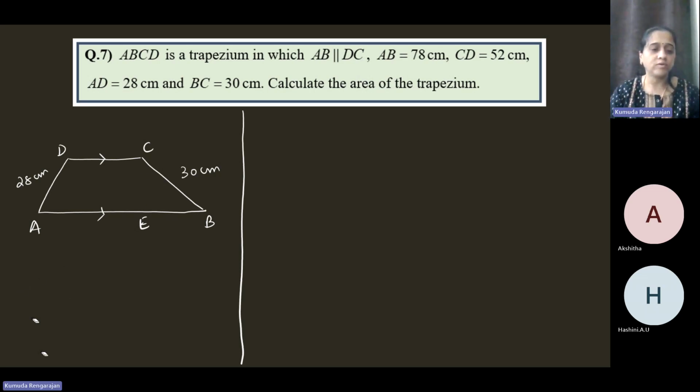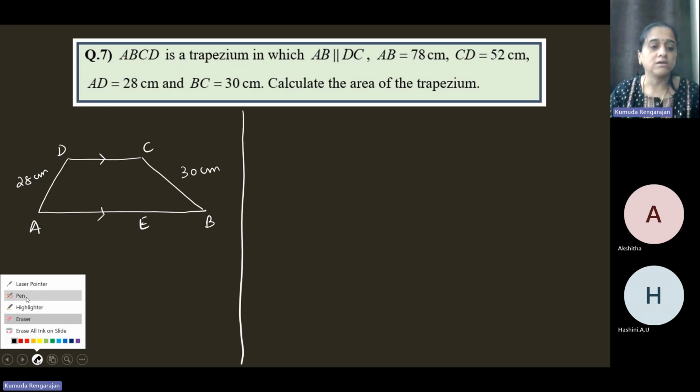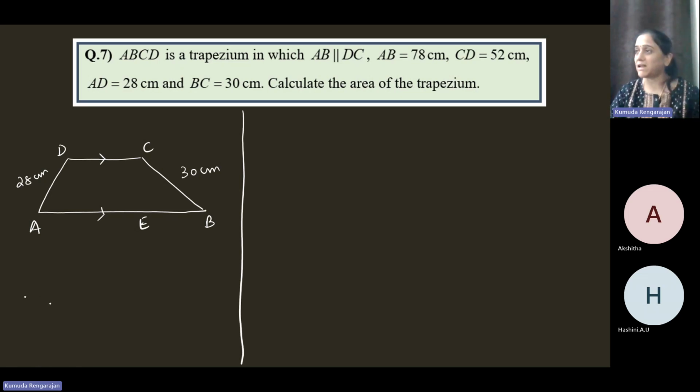What you have to do is divide the trapezium into a parallelogram and a triangle and find its area. You'll have to divide the trapezium into a parallelogram and a triangle and then find its area. Maybe we'll do the rest and come back to this.